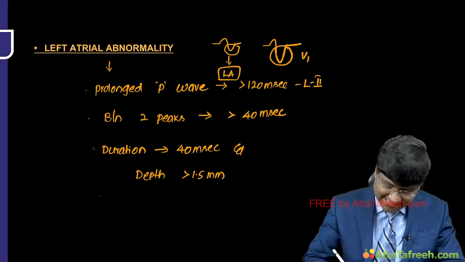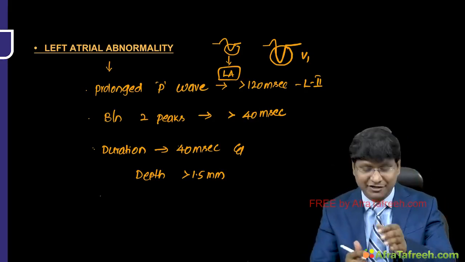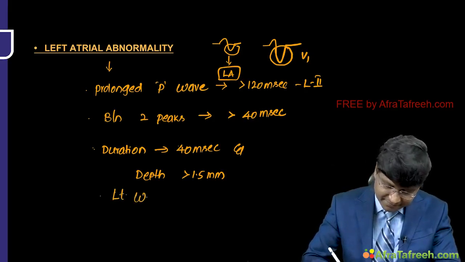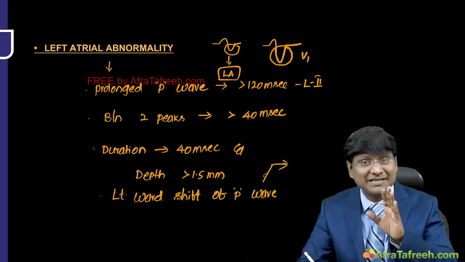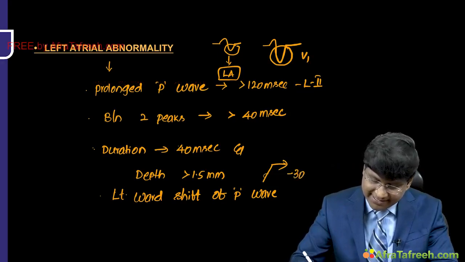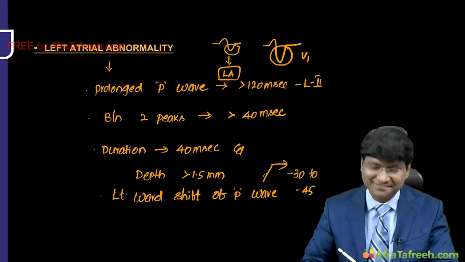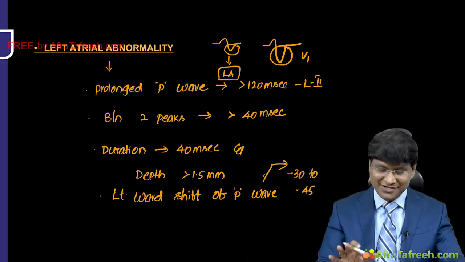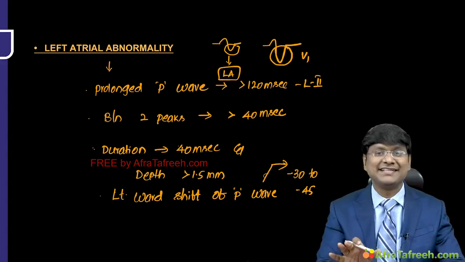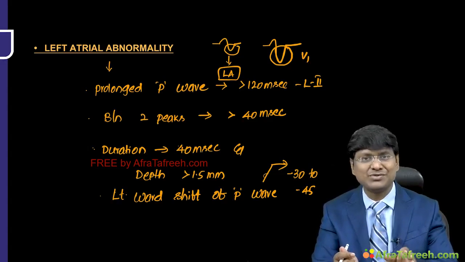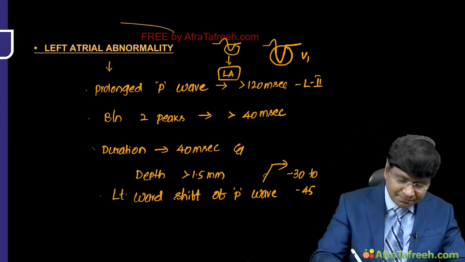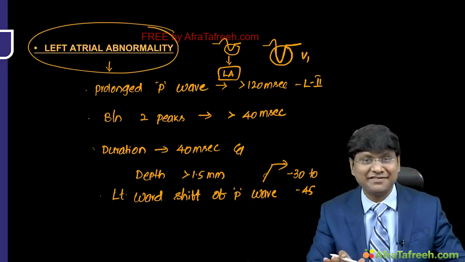Then what will happen to the axis? You will have a leftward shift of the P wave. Now, how much will be the exact axis with this leftward shift? That is around -30 to -45. So this is the criteria to call it left atrial hypertrophy. Now we have a few more indices called the Morris index as well as the Macruz index. I'll be discussing that. So this is about the criteria for left atrial hypertrophy.